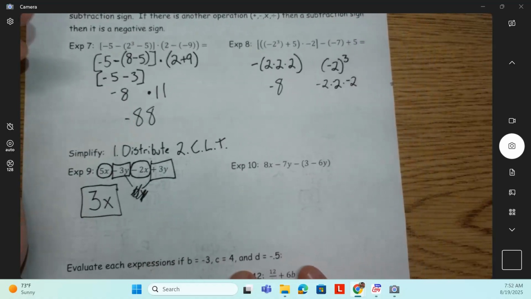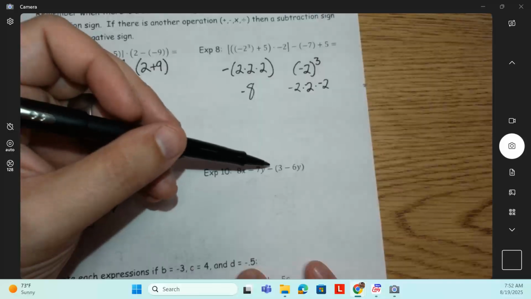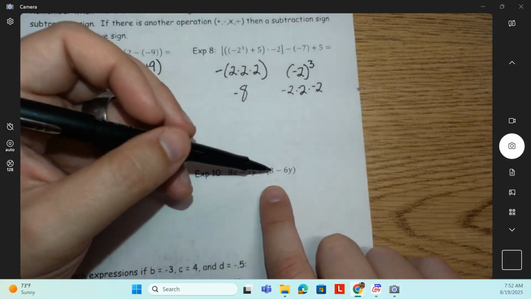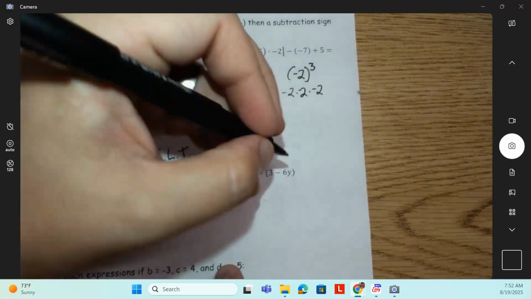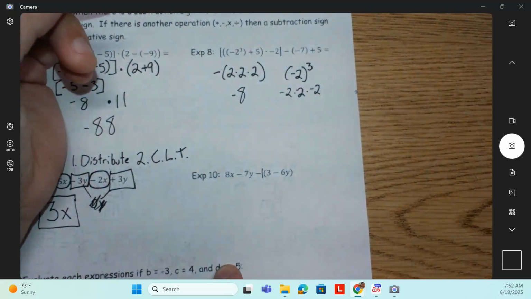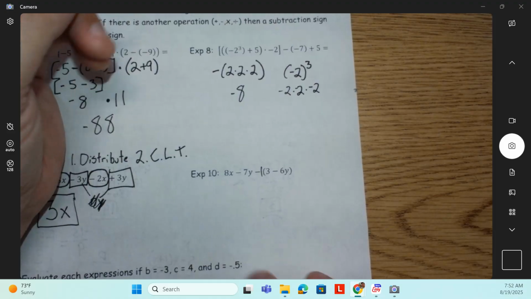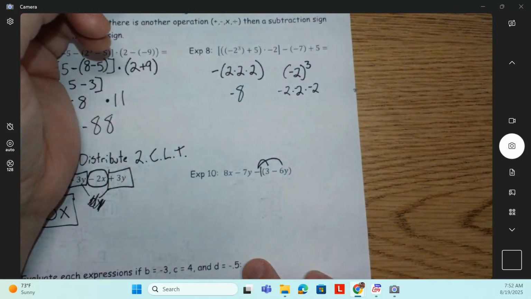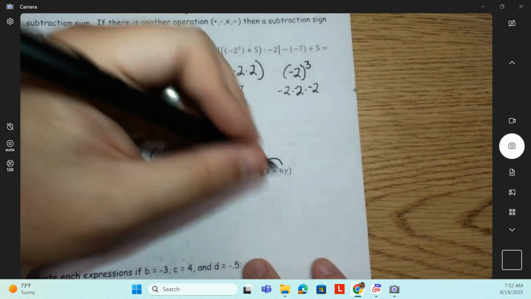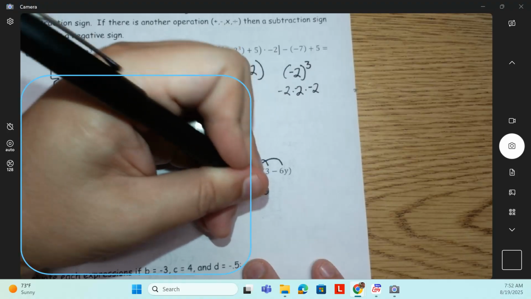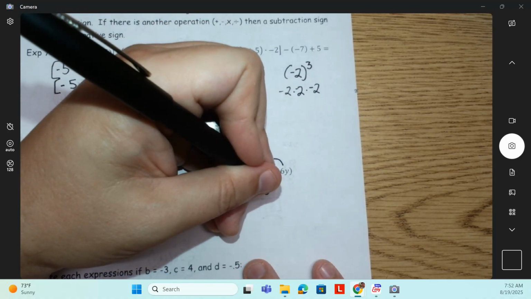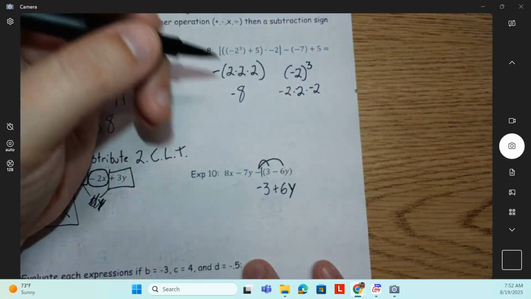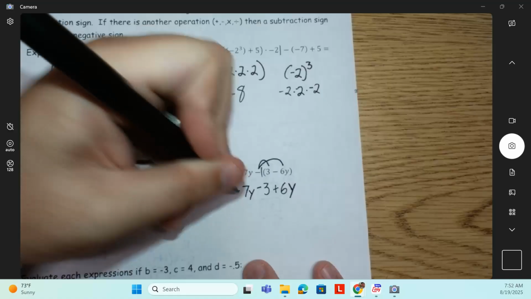This next one, I've got a few more steps to do. I notice I have a negative of whatever's inside here, so we're kind of just saying I'm taking the negative or the opposite of each of the terms. An easy way to think about that is if I put a 1 there, that invisible 1 showing up, and I distribute that negative 1 to those two terms. That'd give me a negative 3, and then a negative 1 times negative 6y gives me positive 6y. And that takes care of those parentheses for me, and I can go ahead and copy the rest down.